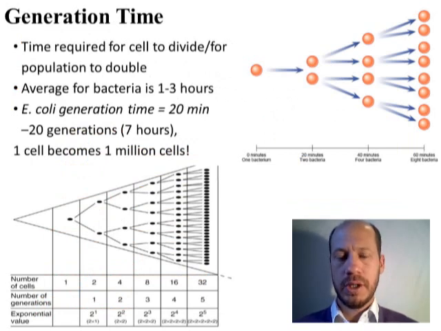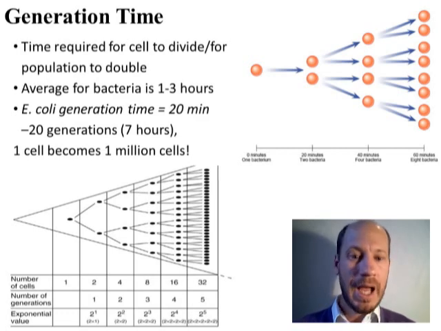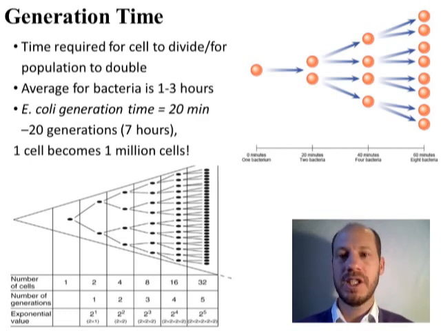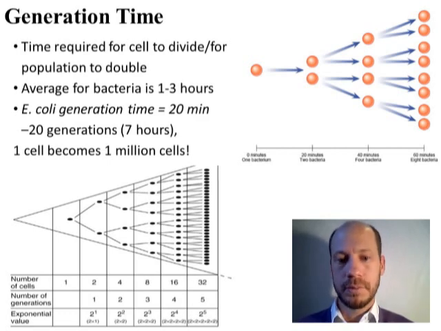Here's an example of how this progresses in time. One cell becomes two cells, two become four, four become eight, and you can see that this process is an exponential progression. The time it takes for one cell to split in two, and then in four, is called the generation time: the time it takes for the number of cells in the culture to double.